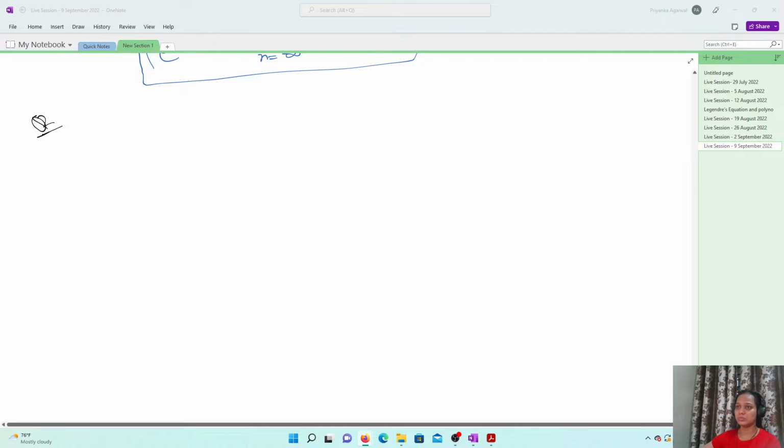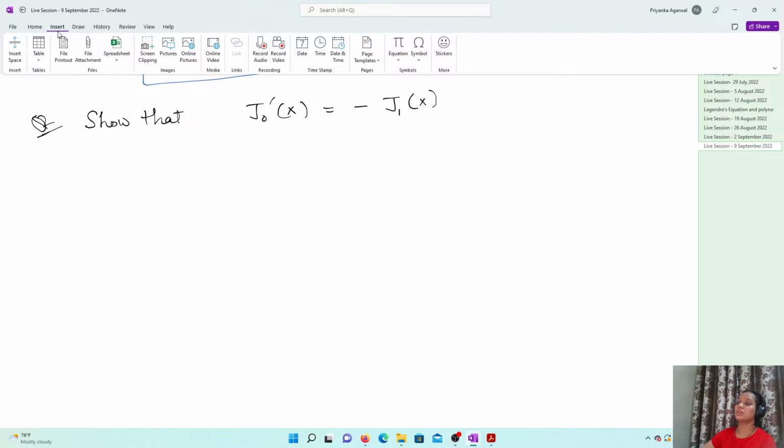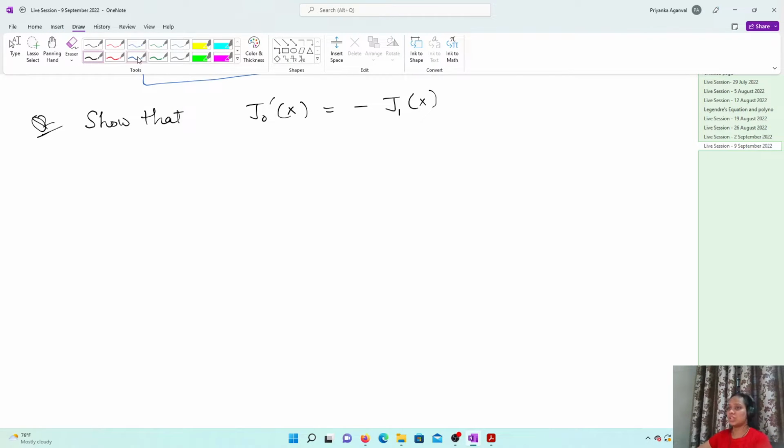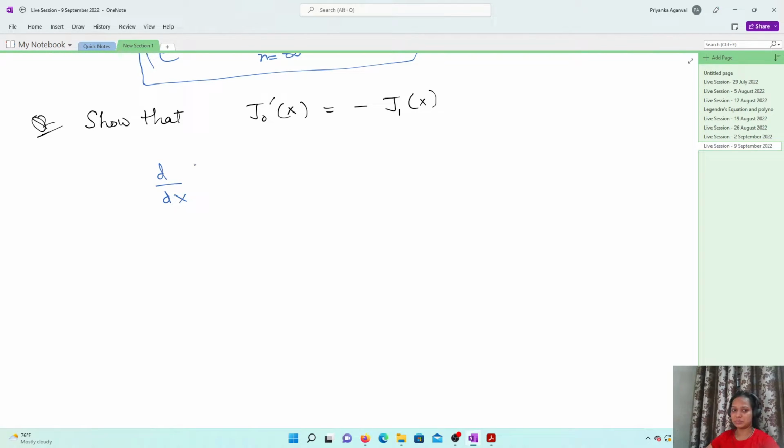So we'll continue and we'll do a small question. Show that J0 dash x equals minus J1 of x. Now for this you need to use the property of the Bessel function which has been taught in the class. So one such property is that if you differentiate x to the power minus n J n x, what you get is minus x to the power minus n J n plus 1 of x.